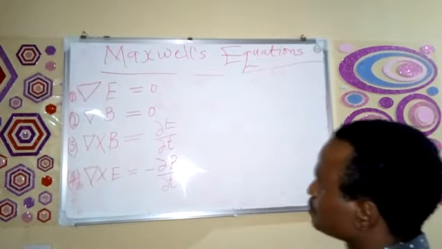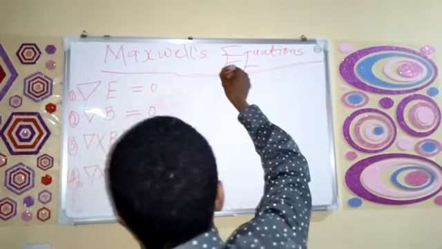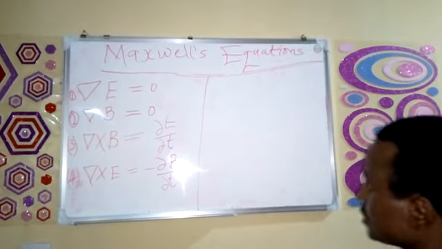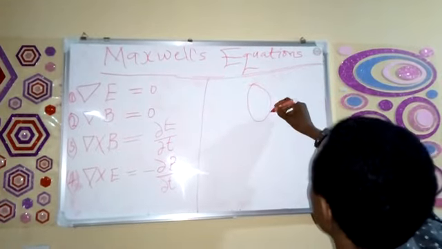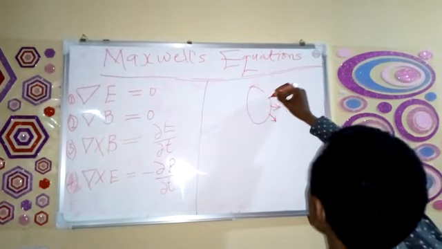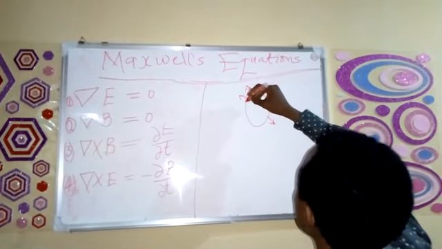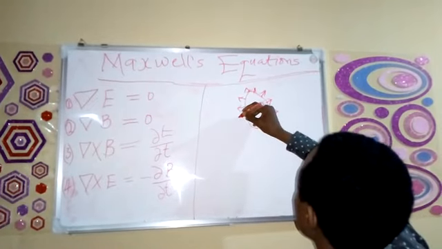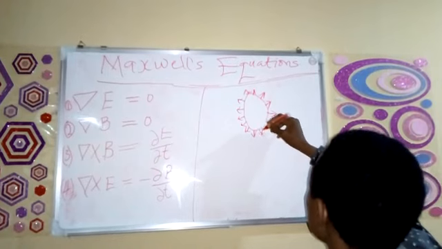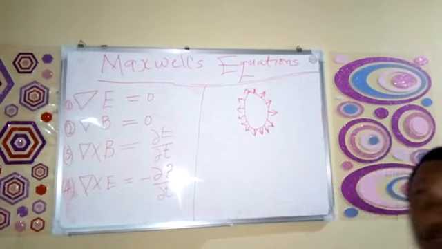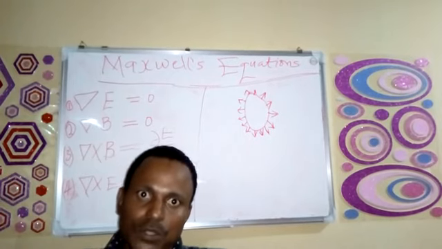So let us go. We have taken the Maxwell equations in free space for simplicity. Divergence. What is divergence? Let us assume this sphere is symmetrical. These arrows represent field lines. So divergence is how much a field spreads itself into space.